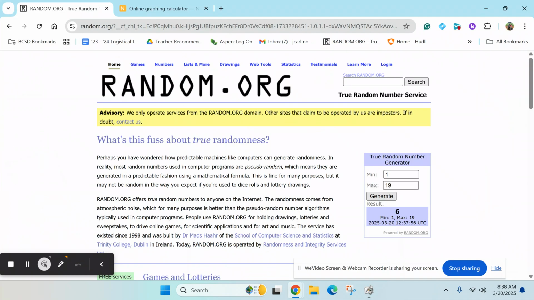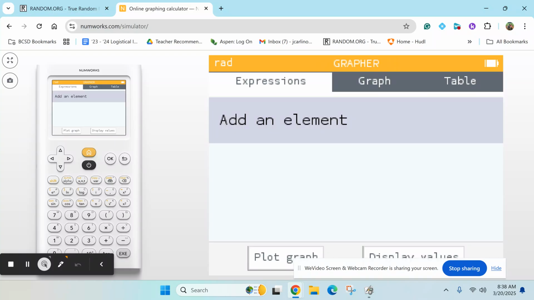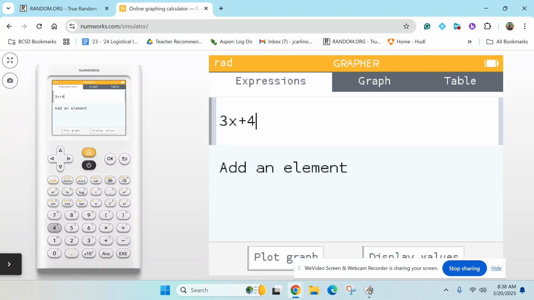So you guys know you can go to Grapher. We can type it in, 3x plus 4y equals 20, just like that. Everyone can type that in, all right? If you want to look at the graph, you can.